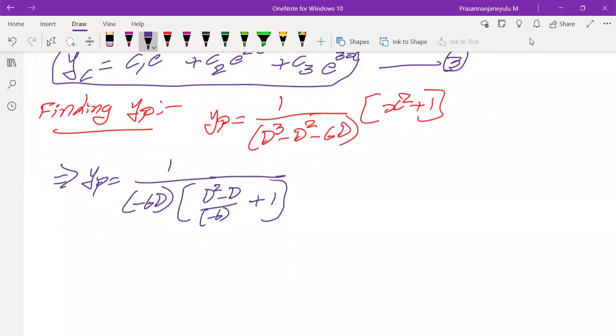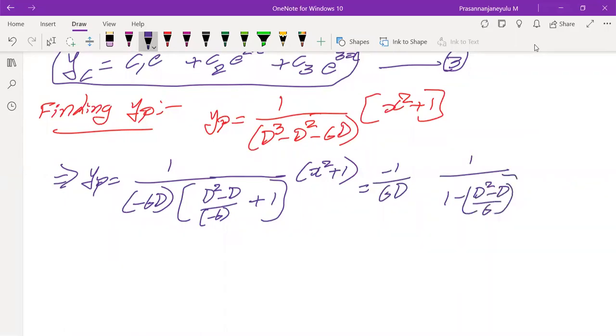Am I correct? Are you understanding why I am writing like this? Multiplied with, D we have taken common, so we'll get D square minus D only, this part. Minus 6 I am writing at the denominator. Then I'm going to write this as minus 1 by 6D of 1 by 1 minus D square minus D by 6. This is a separate term. So now it is in the form of 1 minus f of D.